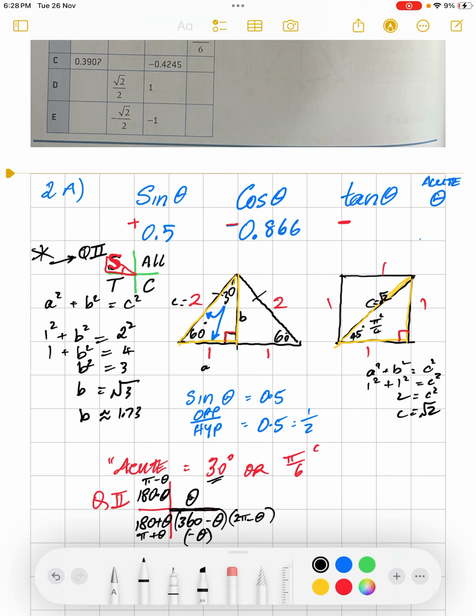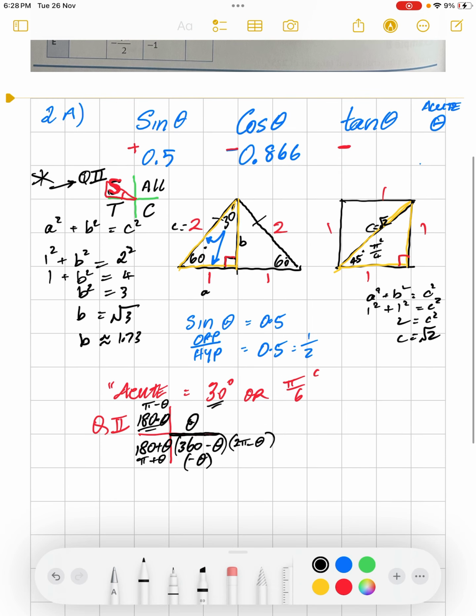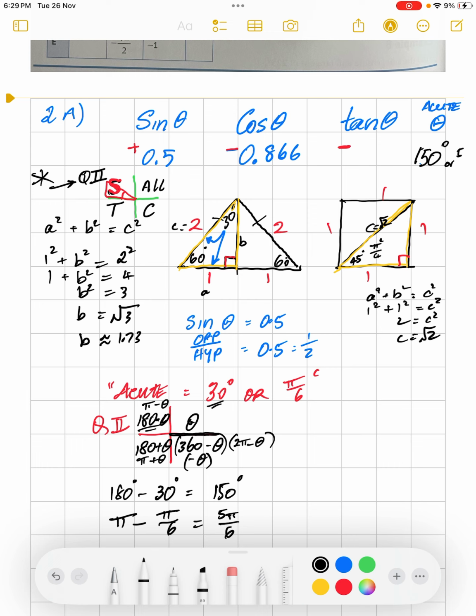So 30 degrees in the second quadrant means 180 degrees minus theta equals 150 degrees. If you want the angle in degrees, we put 150 degrees. If you want it in radians, because it's pi minus pi over 6, the angle is 5 pi over 6.